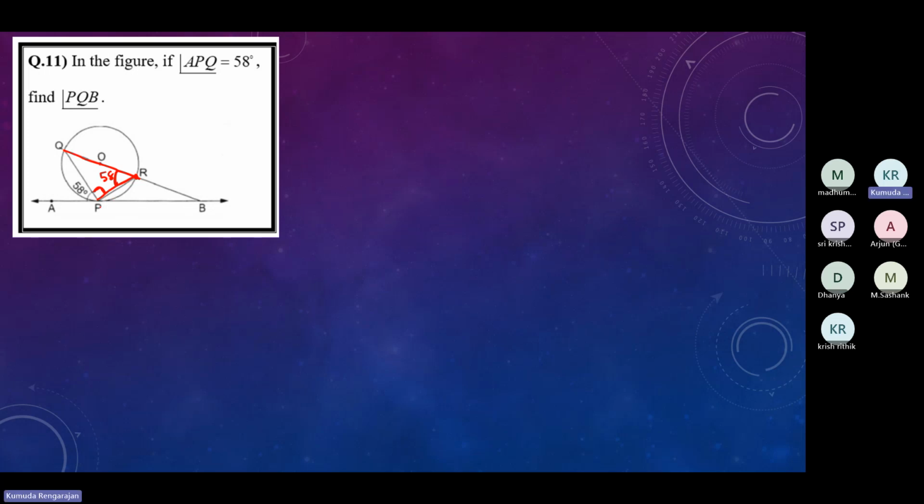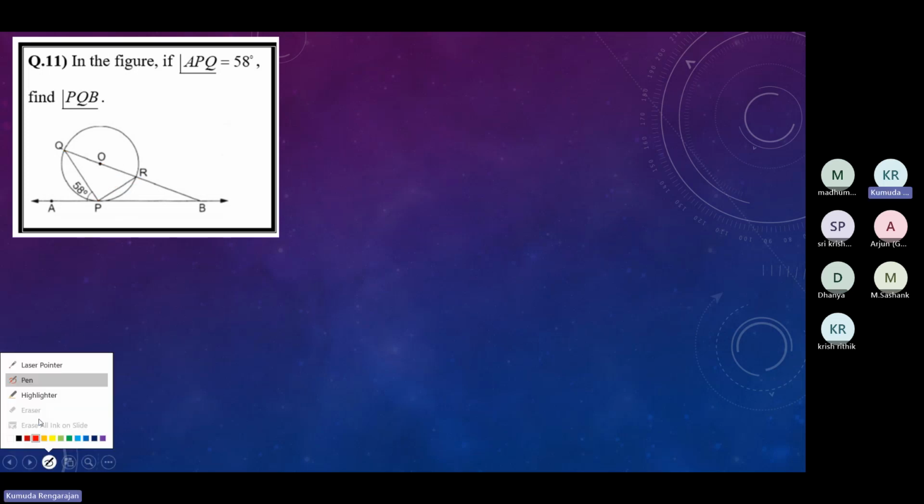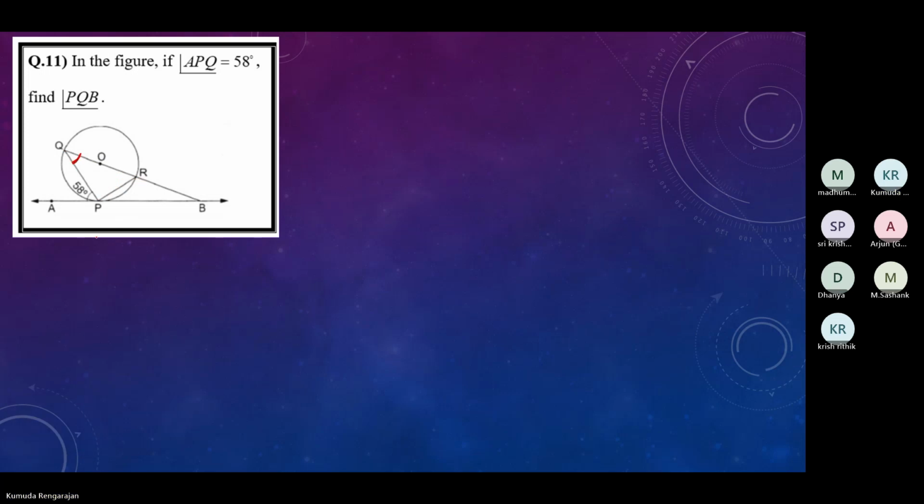Now you can find PQB using the angle sum property. You can find PQR, and that is what PQB also is. You need to find PQB, right? PQB is PQR, this angle. This is 90 degrees. The angle in a semicircle is a right angle because it's the diameter. It passes through O. P is a point on the circumference, so join the ends of the diameter to P, Q to P, R to P.